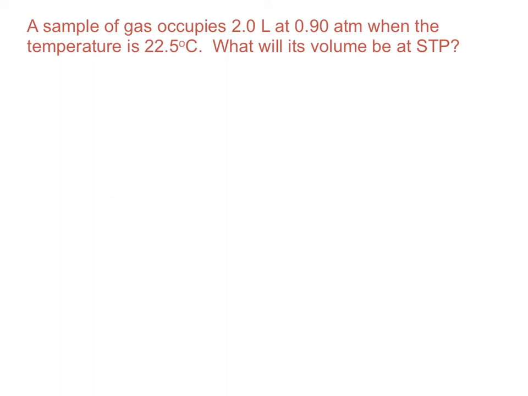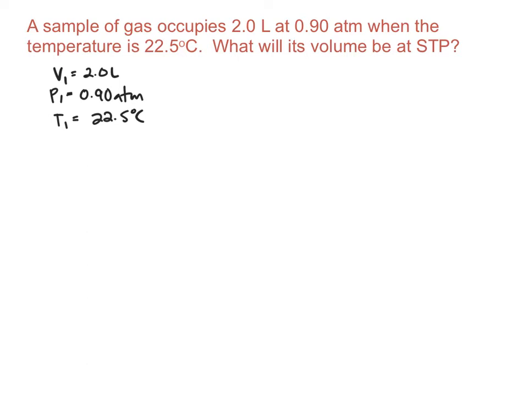So a sample of gas occupies 2 liters at 0.90 atm when the temperature is 22.5 degrees C. What will be its volume at STP? Okay, so in this context, what I always do with these problems is first write out all of our variables. So volume 1 is going to be equal to 2.0 liters. Pressure 1 is equal to 0.90 atm. And my temperature 1 is equal to 22.5 degrees C. So what I want you guys to notice here is that I've labeled each of these V1, P1, and T1 because that's the first set of data that I'm provided.